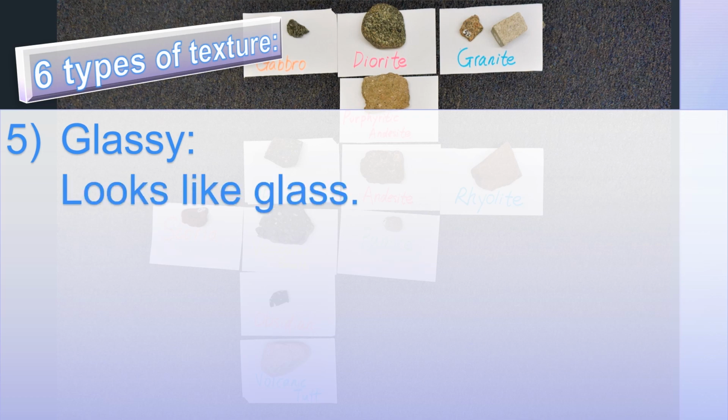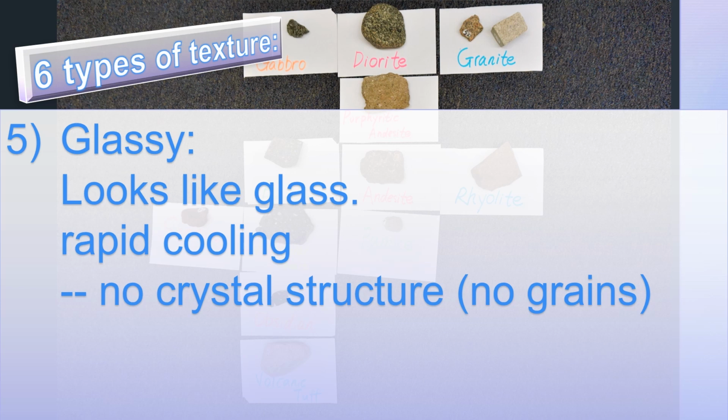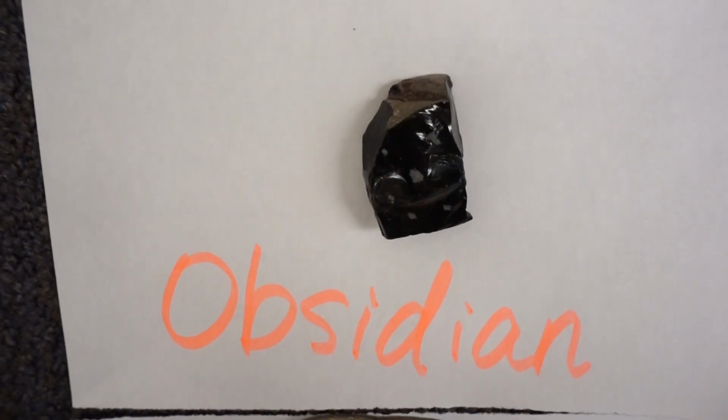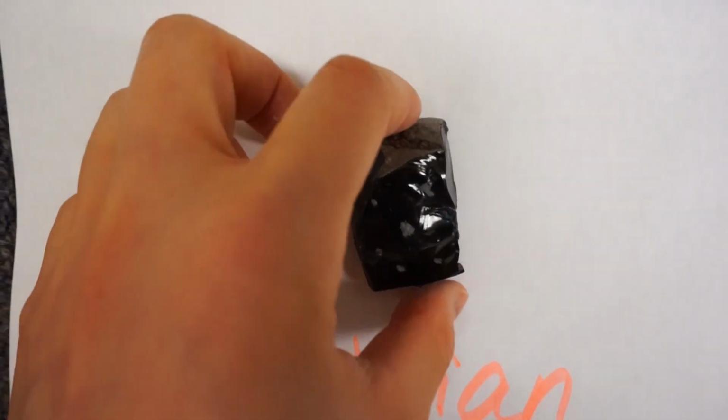Fifth, glassy, looks like glass. Caused by rapid cooling, no crystal structure, no grains. Example, obsidian.